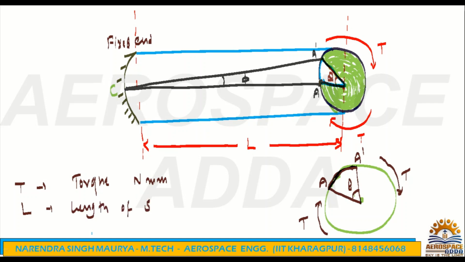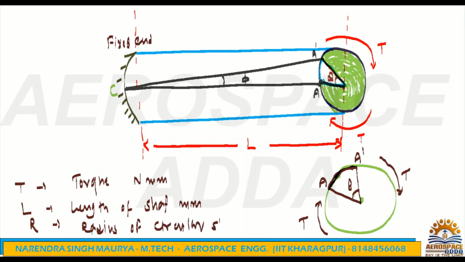Length of shaft in mm. And r is nothing but the radius of the circular shaft. See, this is the radius r. Anywhere you can write radius r. Now if you check, I have given two angles basically.